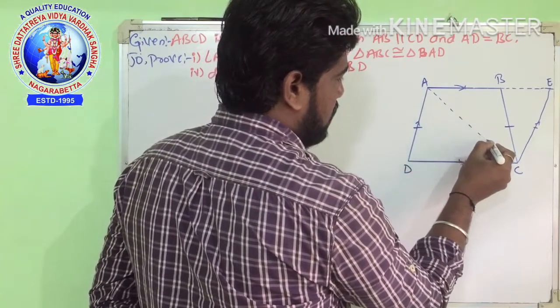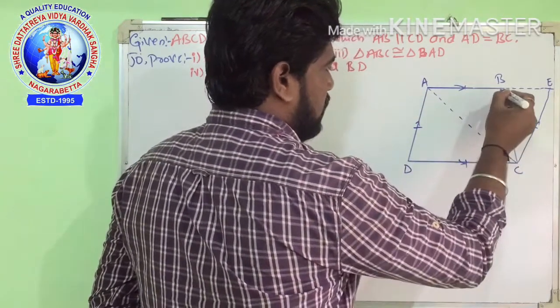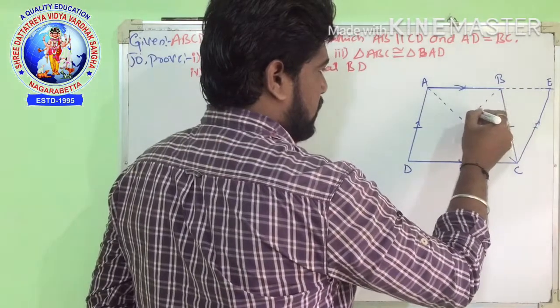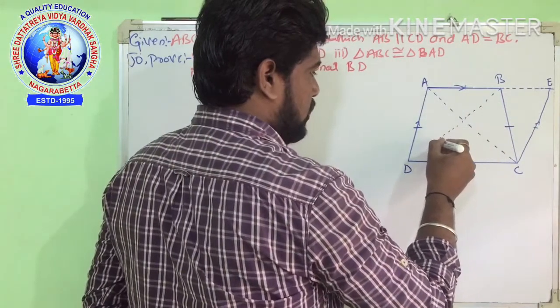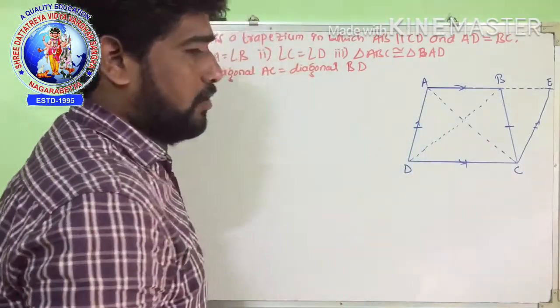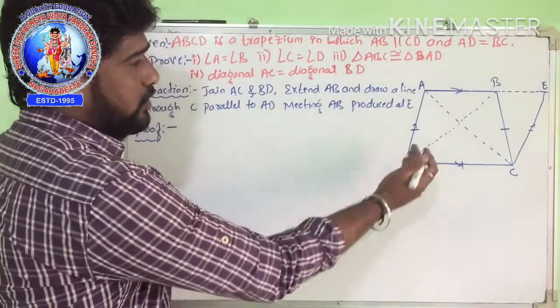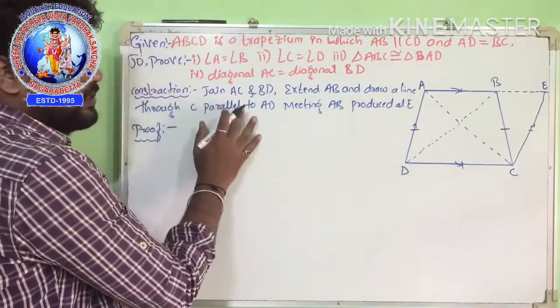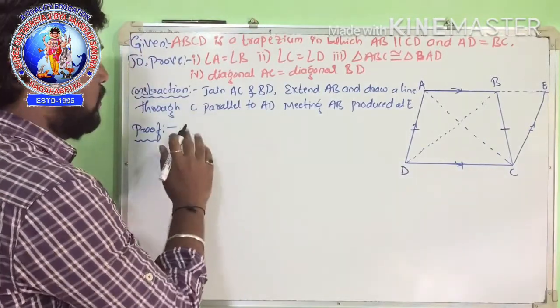And join AC and BD. So here we want to show that the diagonals are equal. So these two are the diagonals. Is it clear? So well students, this construction is finished. So construction here. So proof now.